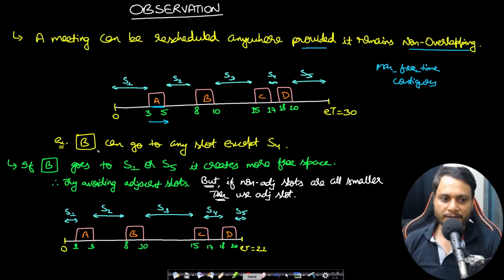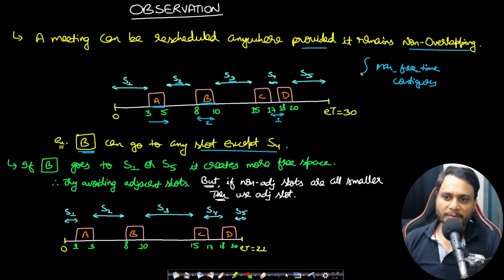So in this case, if you take the example of B, then B can go to any slot except for S4, because the S4 slot is very small, its width is only 1 and the width of B is 2. So if you try to place B, then first of all I will try to avoid the adjacent slots S2 and S3, and I will consider whether there is any non-adjacent slot where I can place B, so that I can maximize this slot width.